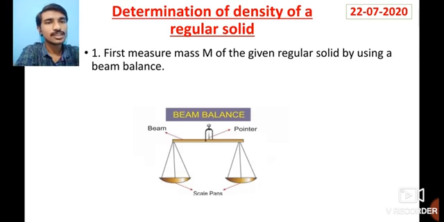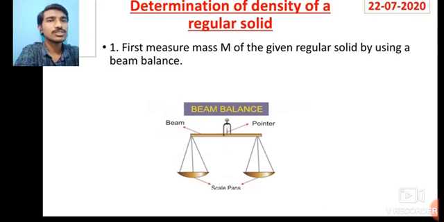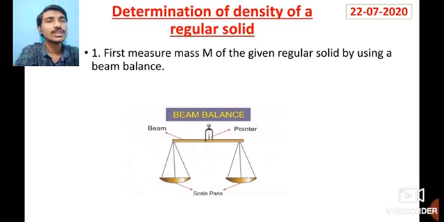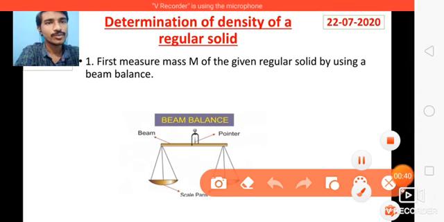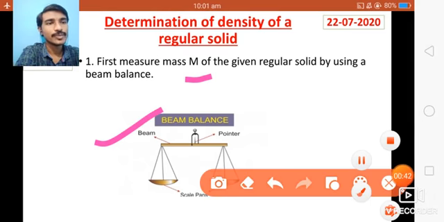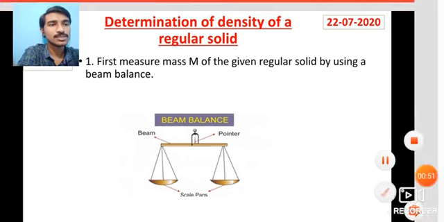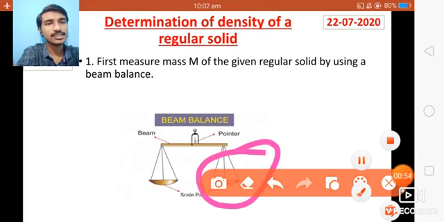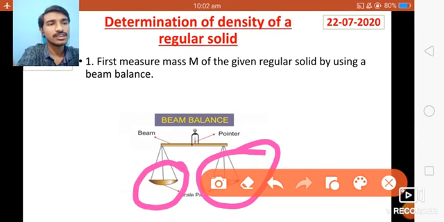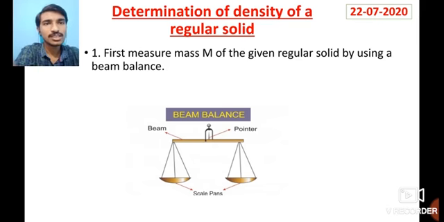So this is a beam balance. By using this beam balance, we have to measure the mass of a substance. That mass is denoted by capital M. You can see this is a beam. So here we have a scale pan, a pointer and a beam. On one side we can put a solid substance and on the other side you can put a weight. From this you can measure the mass of a solid substance.